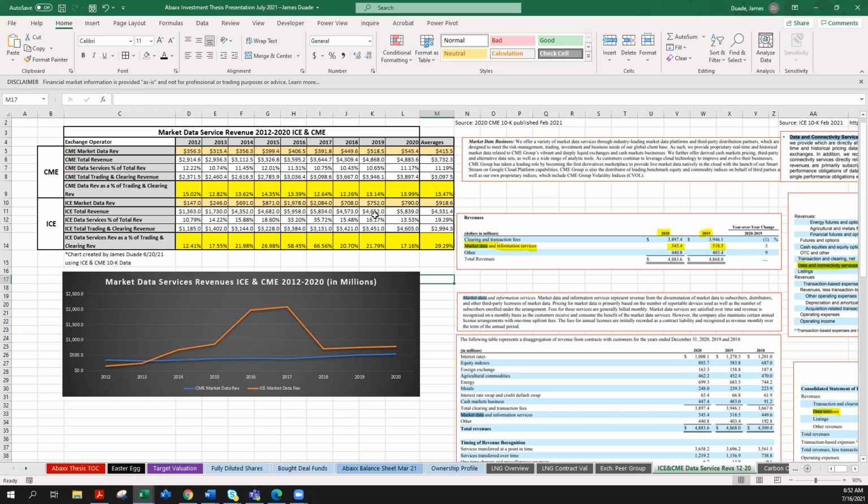The sources for this information, I've taken screenshots and put them over here so people can take a look at that. They can look at the descriptions of what market data is comprised of for both CME and ICE. So take a look at that, kind of think about it. If you have questions, put them in the comment section.